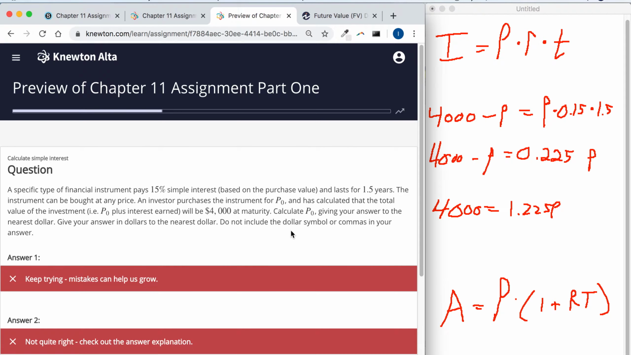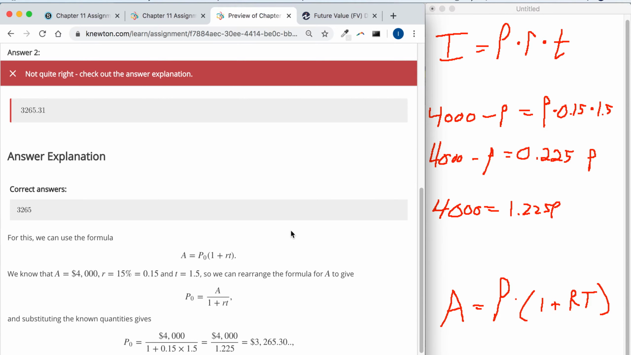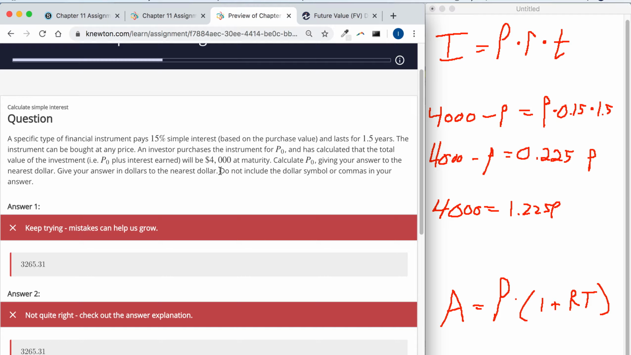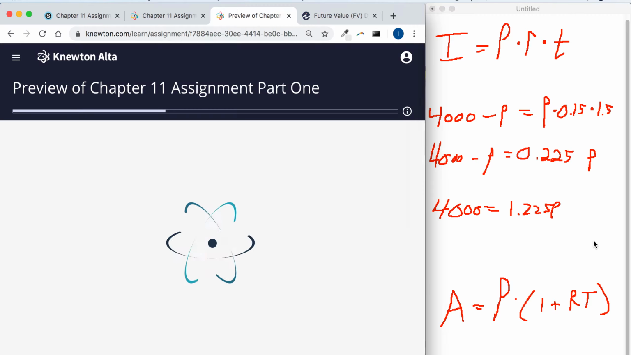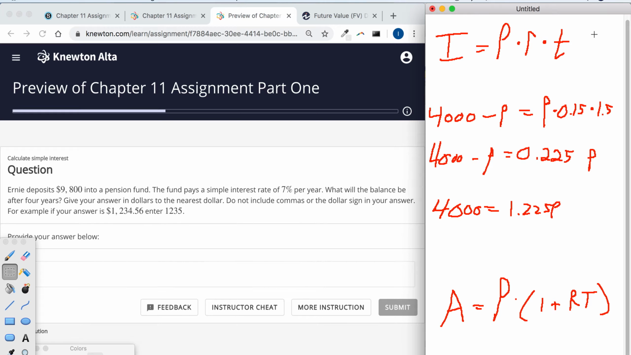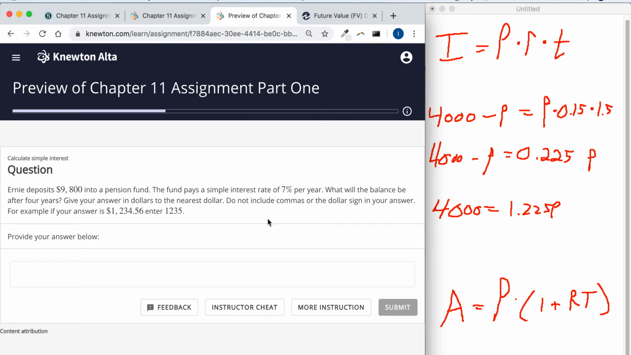Let's see what I might have done wrong here. Oh, it said round to the nearest dollar. Okay, so I was going way too fast. Yeah, just watch out for those little details at the end. Don't do what I did. It asked for the nearest dollar. I included the cents, so it marked it wrong. Okay, but we've run into that before, haven't we?